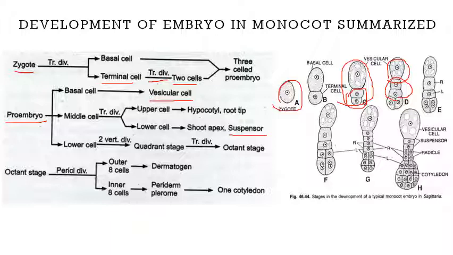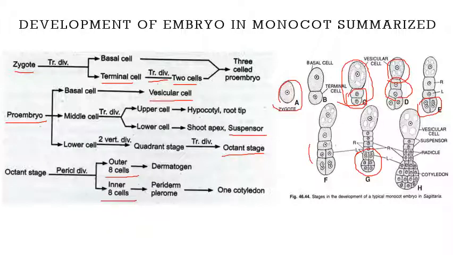The lower cell of the proembryo undergoes a second vertical division, which forms the quadrant stage. This is the quadrant stage. The quadrant stage again divides transversely to form the octant stage. This is the octant stage, and in this octant stage periclinal division occurs and forms the 8 outer cells and 8 inner cells.